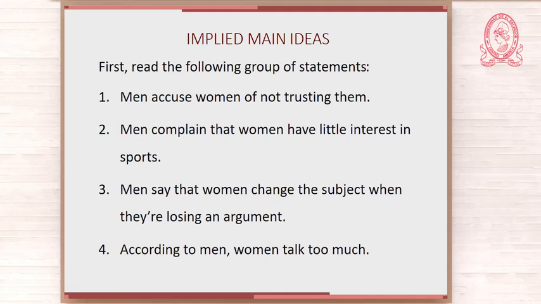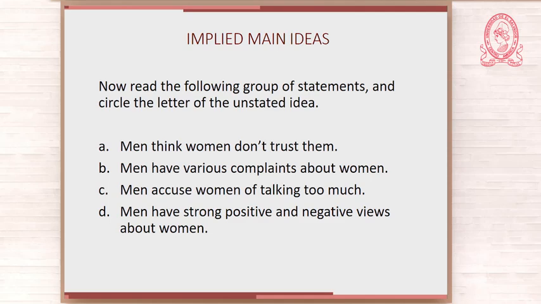First, read the following group of statements. Number 1, men accuse women of not trusting them. Number 2, men complain that women have little interest in sports. Number 3, men say that women change the subject when they're losing an argument. And number 4, according to men, women talk too much.